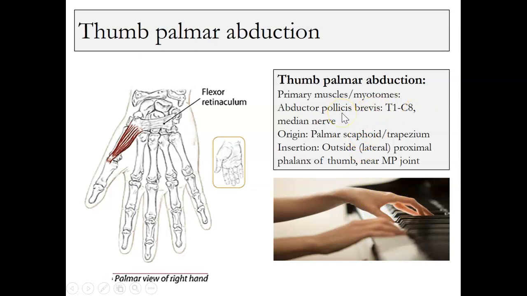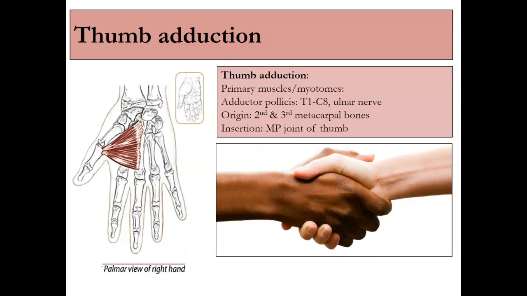She does use the abductor pollicis brevis. So that's the brevis in there that abducts the thumb that way, median nerve. See how it attaches to the scaphoid and the trapezium and comes up, inserts on the proximal phalanx of the thumb, the MP joint. So that's palmar abduction, abductor pollicis brevis.